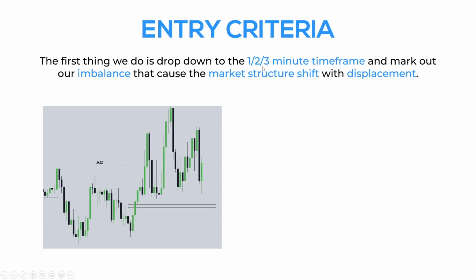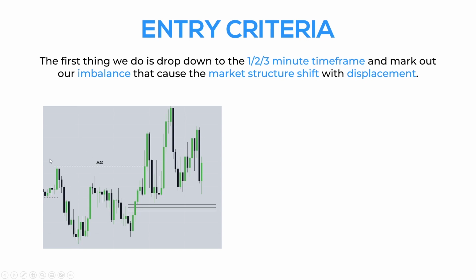The first thing we want to do is drop on the 1, 2, or 3 minute time frame and mark out our imbalance that causes the market structure shift with displacement. So after we've taken out sell side or buy side liquidity, depending on market bias, you can see right here our market bias was bullish because we are looking for sell side liquidity. What we do next is look for market structure shift.